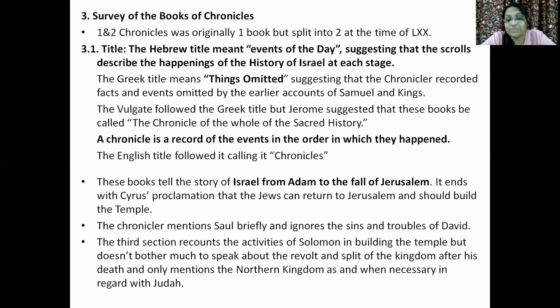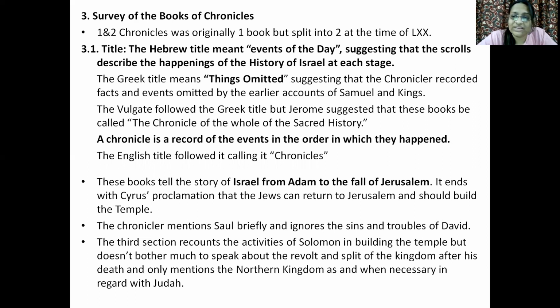The book of Kings was from the first king up to the Babylonian captivity, but the book of Chronicles is from Adam up to the fall of Jerusalem, and it ends when Cyrus makes a proclamation that the Jews can go back to Jerusalem and build the temple. The chronicler mentions Saul's life very briefly and ignores all the faults or troubles of David.